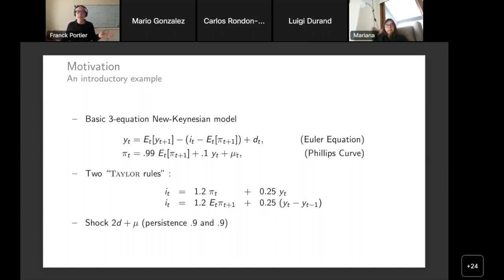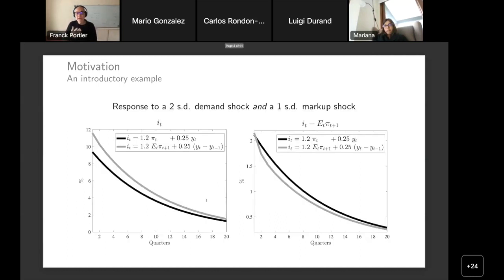Okay, so I'm just looking at what is going on in that economy when I have this shock, and those two shocks have persistence of 0.9. So first, I'm going to look at the measure of what the central bank is doing, and those two rules are very similar, so I should find very similar things. And indeed, this is what I get.